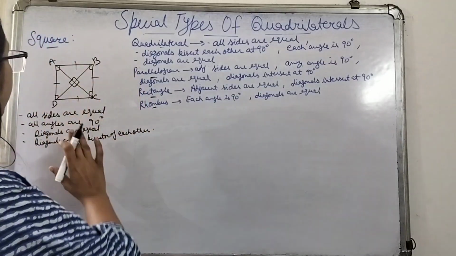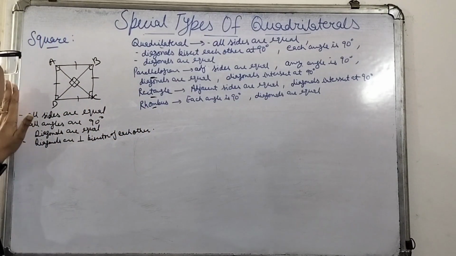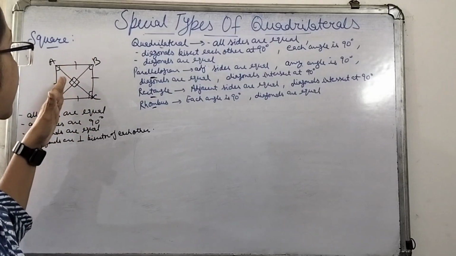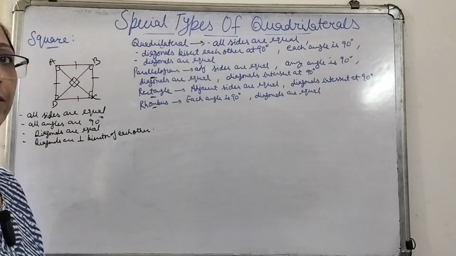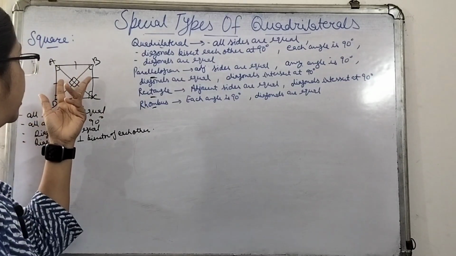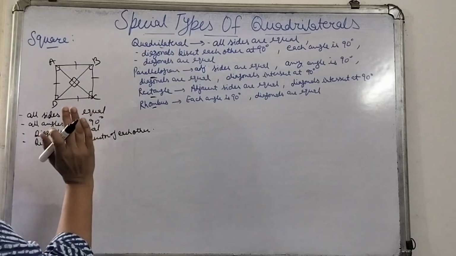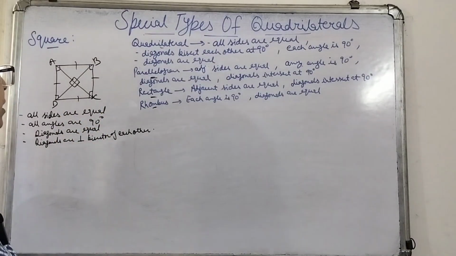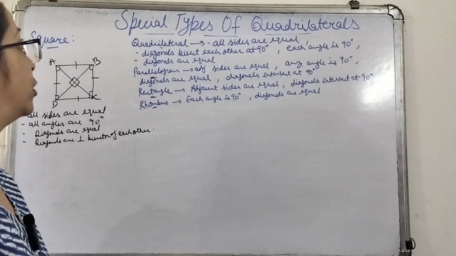Now, the properties of a square we have seen: all the four sides are equal, all angles are 90 degrees, diagonals are equal, diagonals are perpendicular bisectors. Along with that, all the properties of a parallelogram: both pairs of opposite sides are parallel, they are equal, and angles are 90 degrees, so angles are also equal.